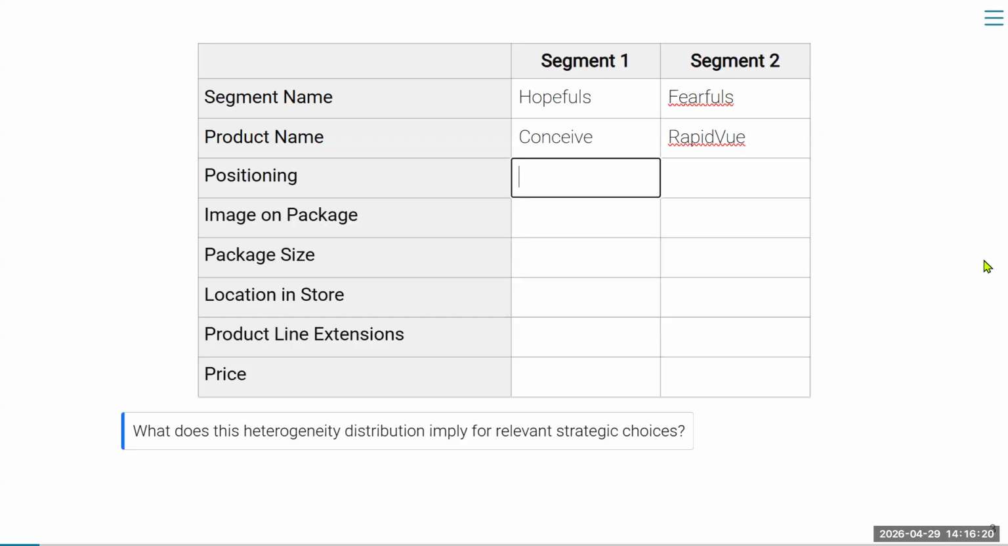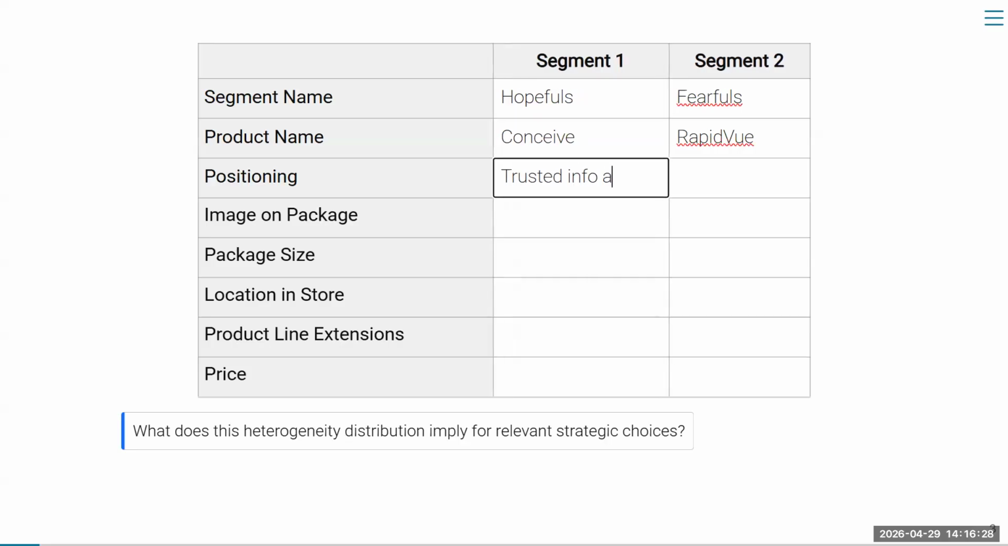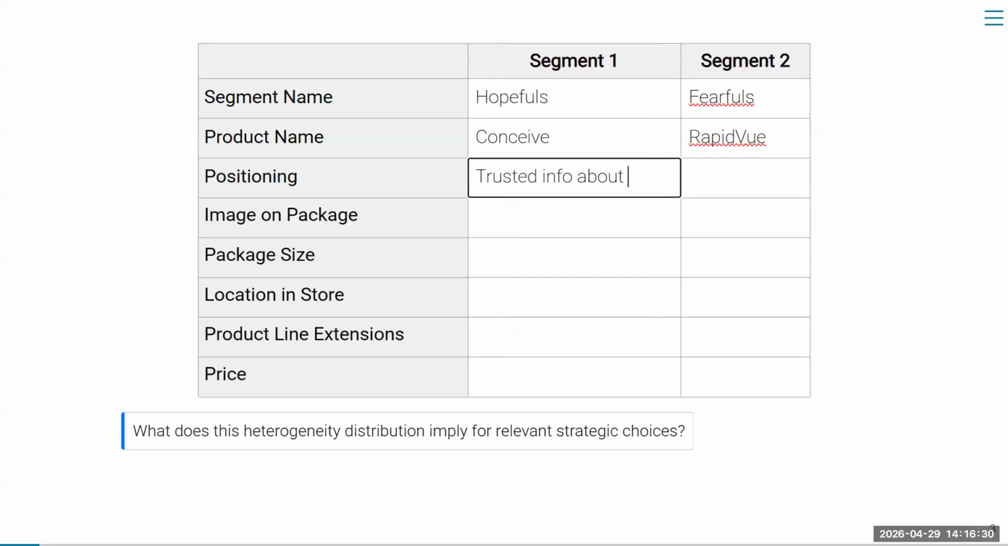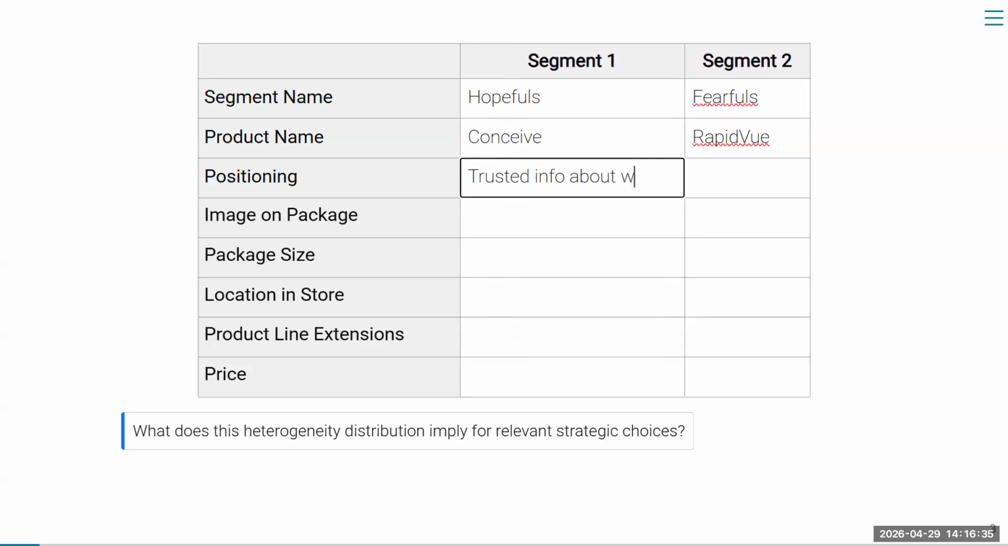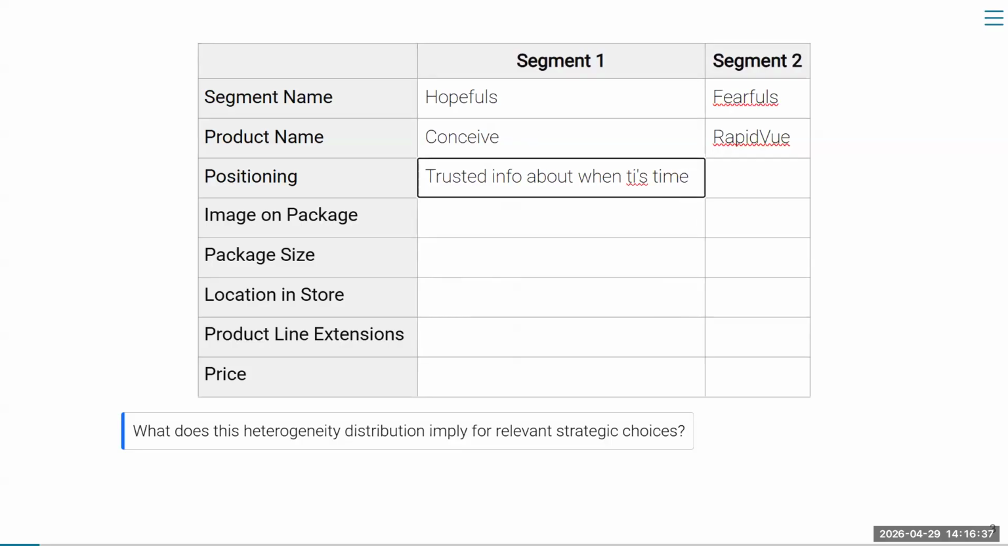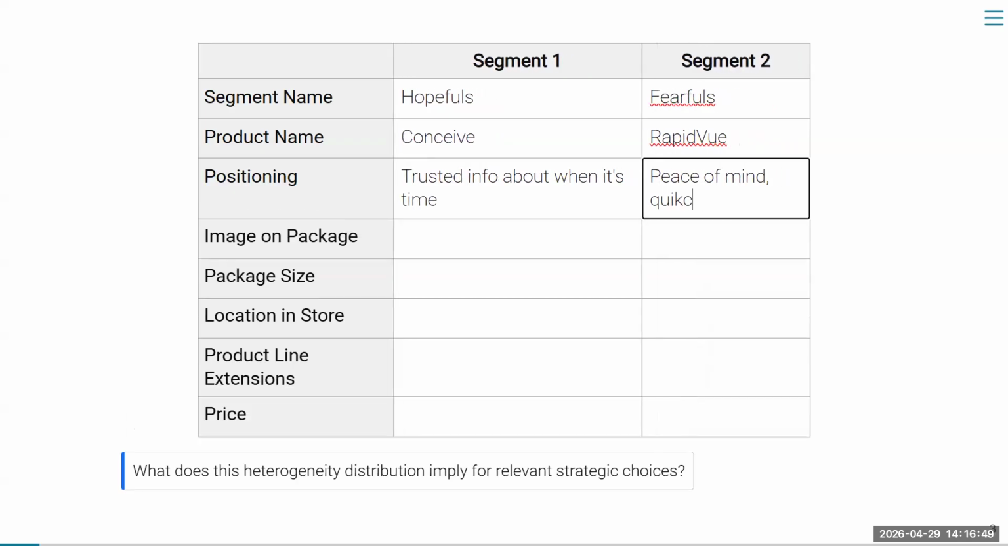And so it's sort of communicated in the name, but building on that, the positioning of Conceive was trusted info about when it's time. And again, it's sort of communicated in the name, but Rapid View was peace of mind quickly.